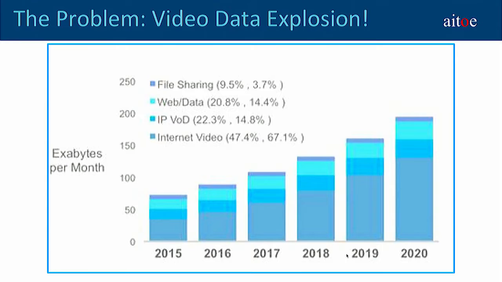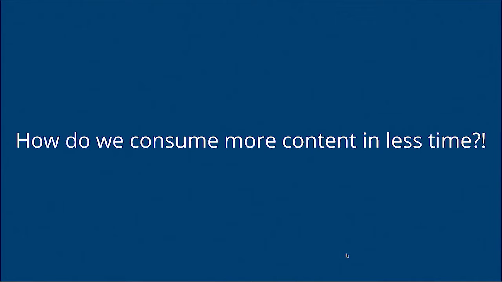So the main problem we're trying to solve is video data explosion. According to the Zettabyte Era report in 2016 by Cisco, it's going to take 5 million years for you to go through the amount of video content flowing through the internet in just 1 month. GoPro cameras, surveillance cameras, drones, and also autonomous cars are going to be generating a ton of videos. So the main question is, how do we consume more content in less time?